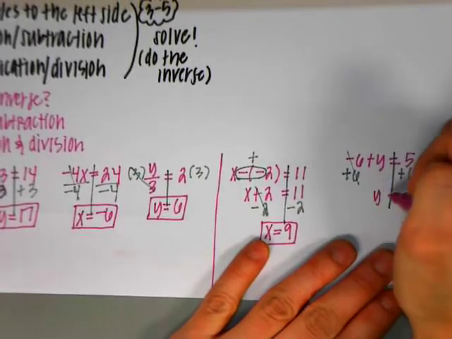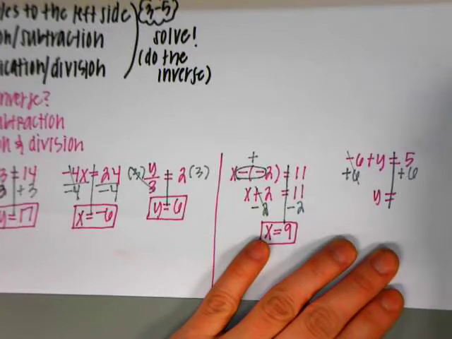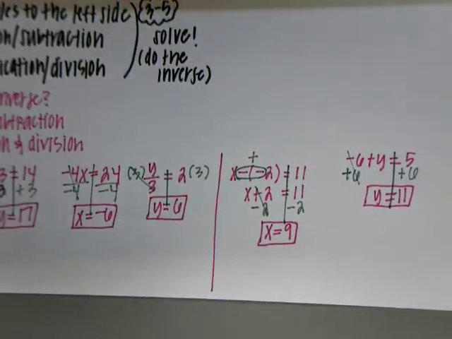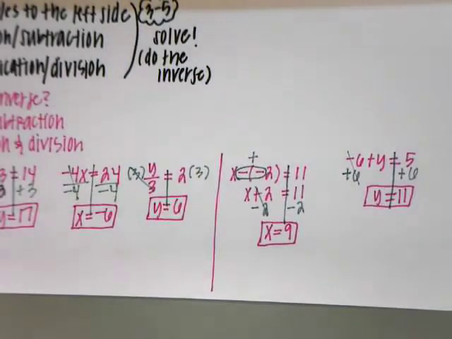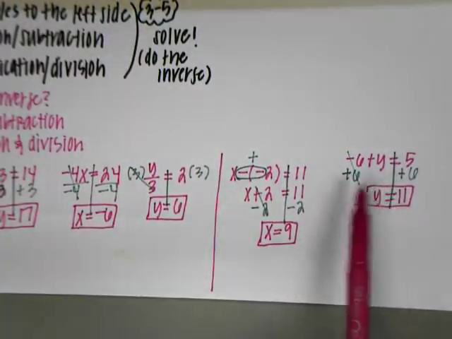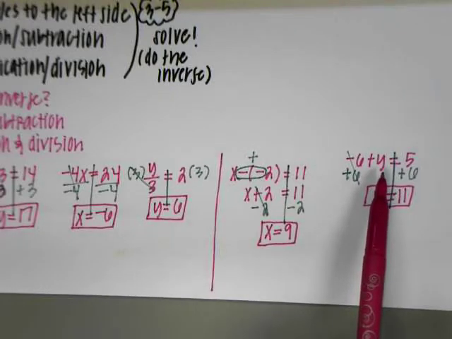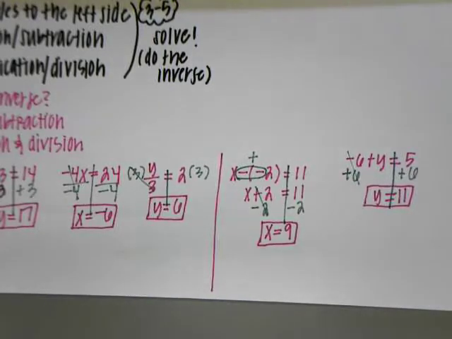All right, so what would y equal? 11, yep. The reason why we're adding 6 also is because negative 6 plus y is the exact same thing as y minus 6. Okay, so it's technically subtraction.